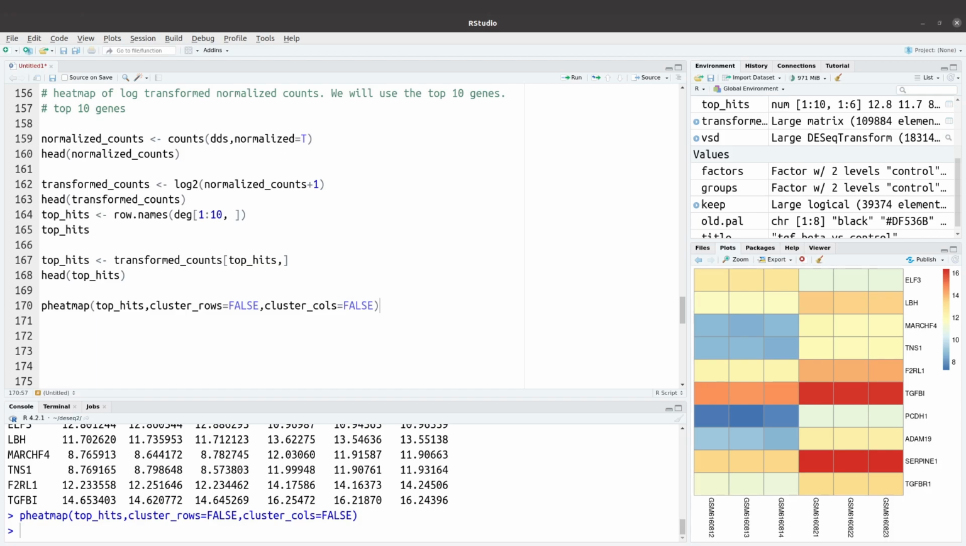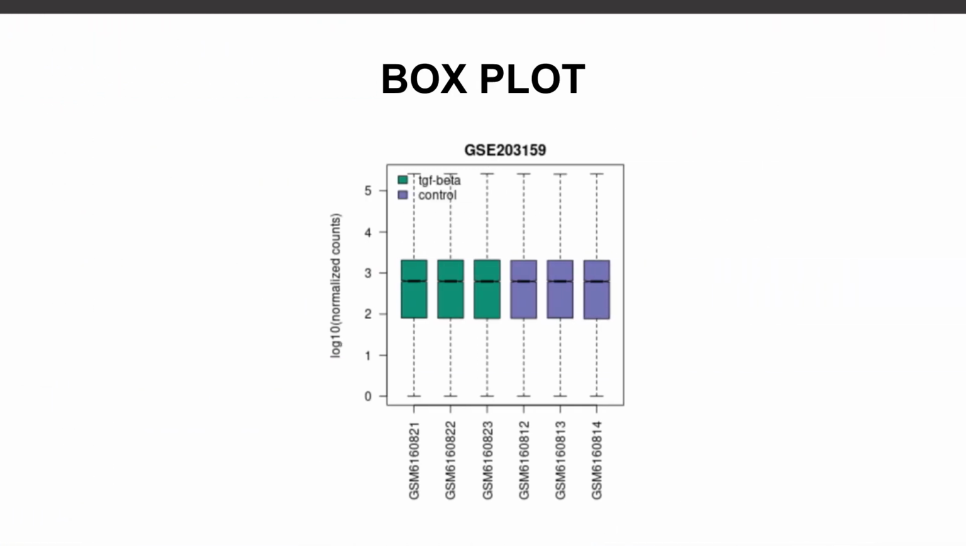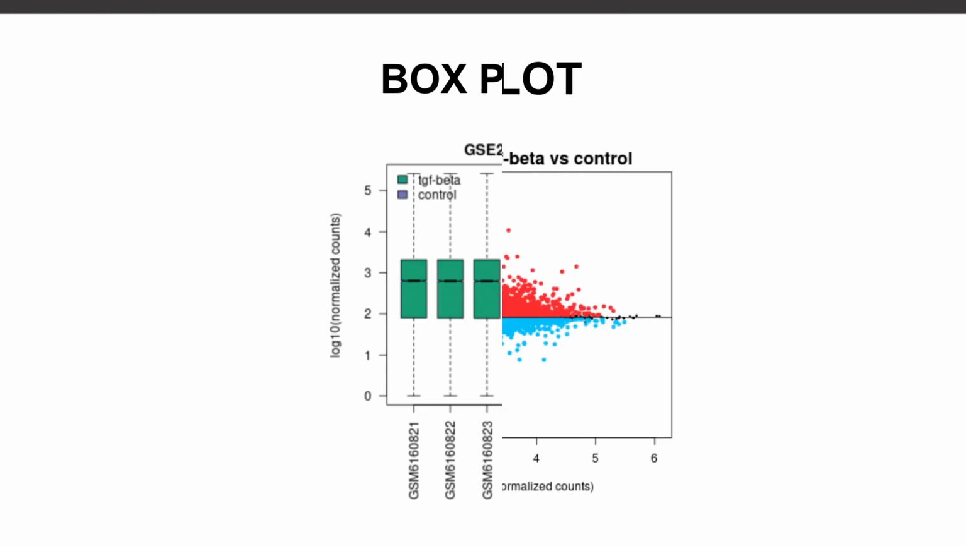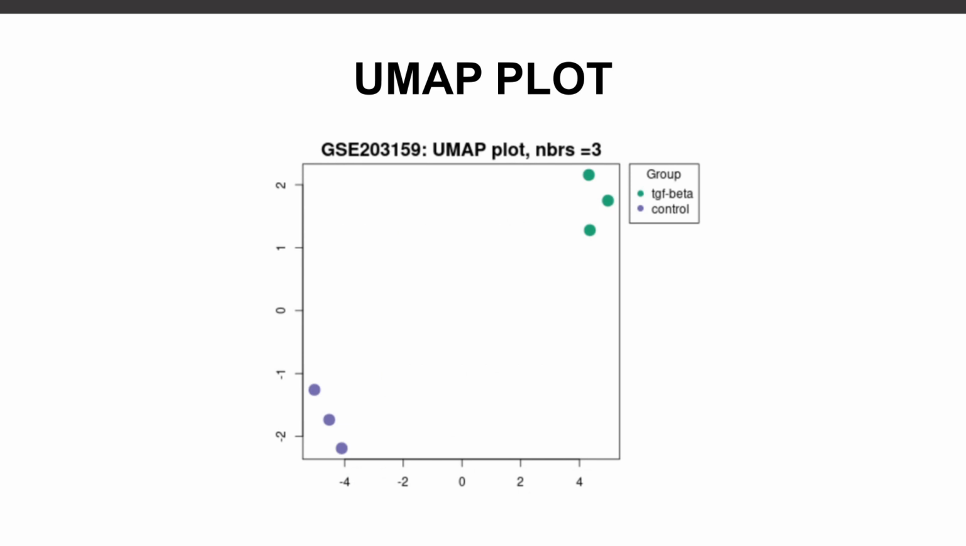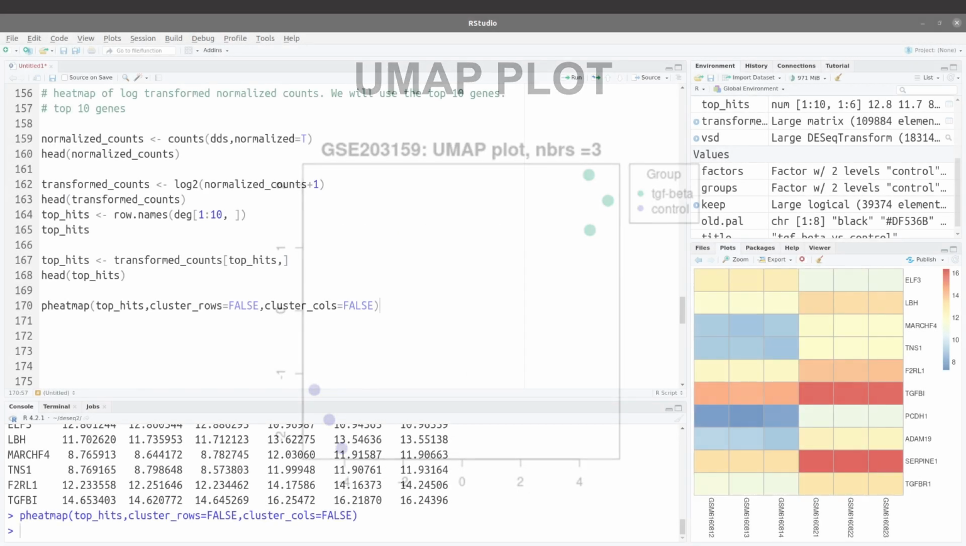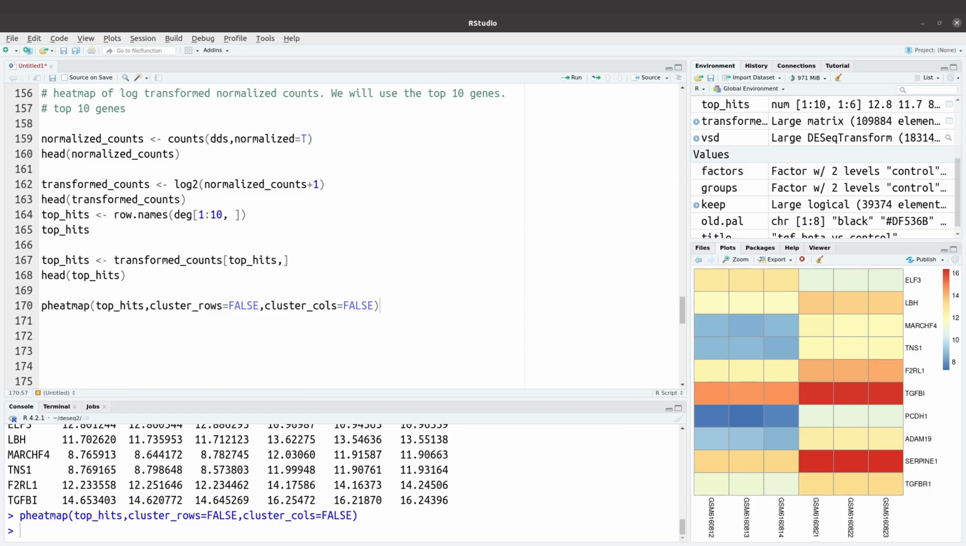In addition to the plots we have generated, you can also generate box and whisker plots that will help you to identify outliers. You can also generate MD plots, MA plots, and UMAP plots. The code for generating these plots that I've just mentioned can be found in the R script that you will download.